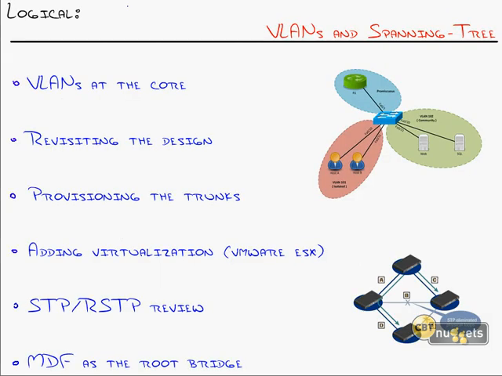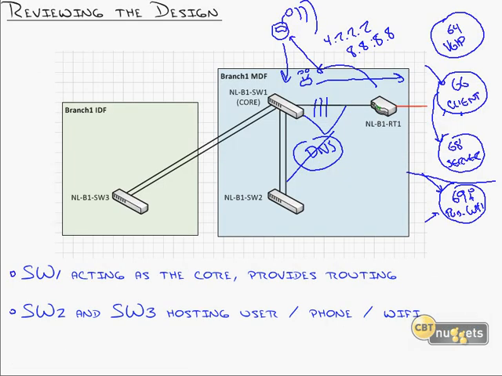All right, so let's regroup. We have revisited the design. We've looked at the VLANs, what they are, why we have them. Now we need to provision the trunks. I'll say talk about provisioning the trunks because we'll lay out our plan for our configuration, which at that point should be very easy. Our trunks in this scenario are going to be the links going between the different devices.